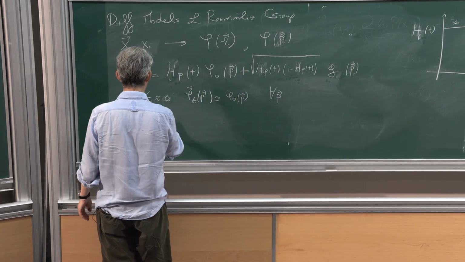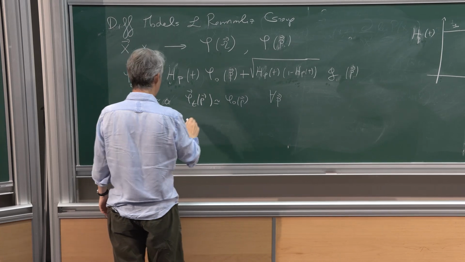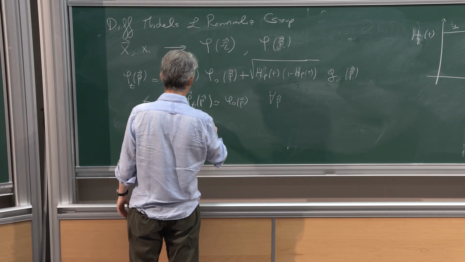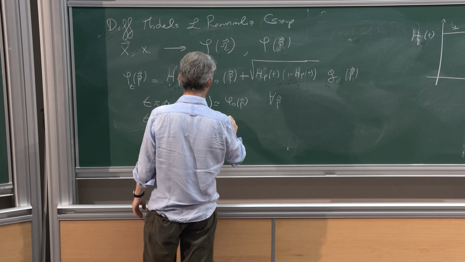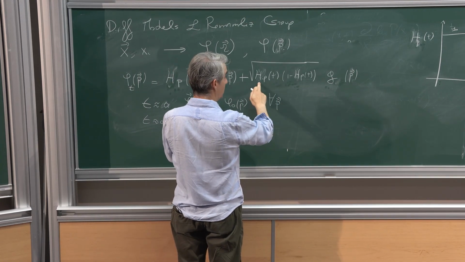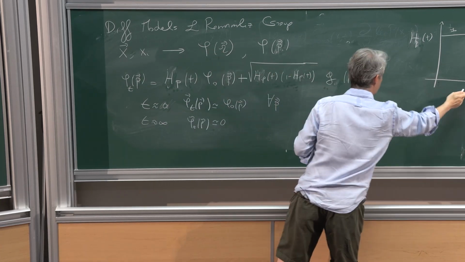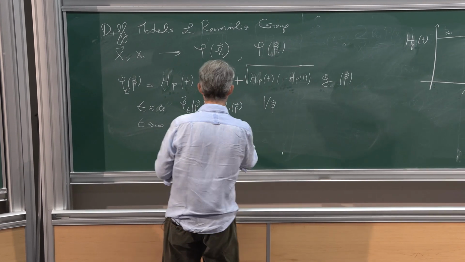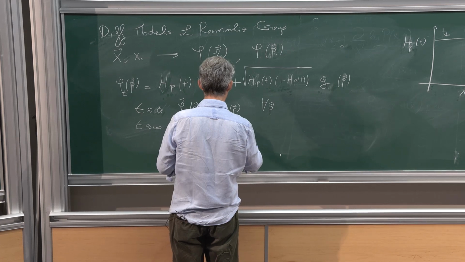And then when t is very large, let's say infinity, phi_t of p is almost 0. It's almost 0 because h is becoming 0 here. It's actually, let's say, a tiny Gaussian.